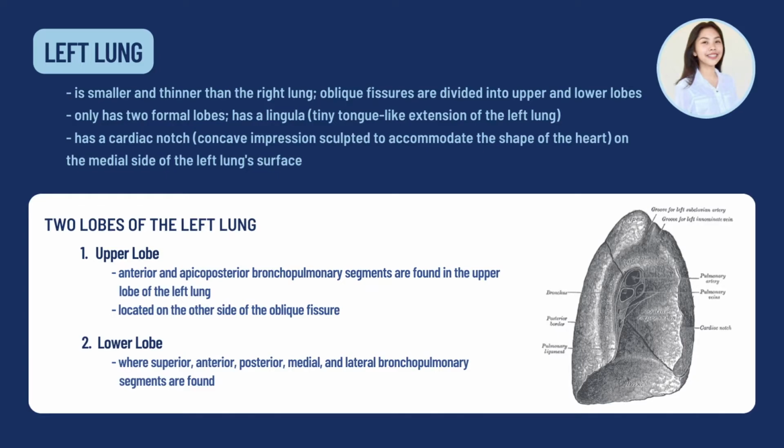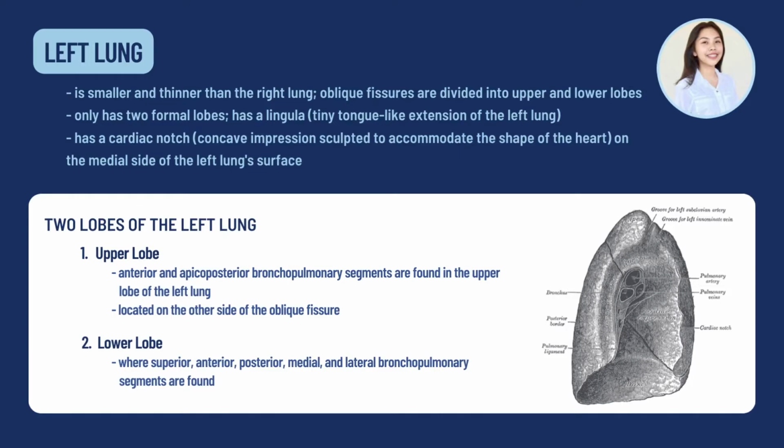The lingula is a tiny tongue-like extension of the left lung, similar to the right lung's middle lobe. It has two bronchopulmonary segments, namely the superior and inferior segments. The cardiac notch, a concave impression sculpted to accommodate the shape of the heart, is a depression on the medial side of the left lung surface.